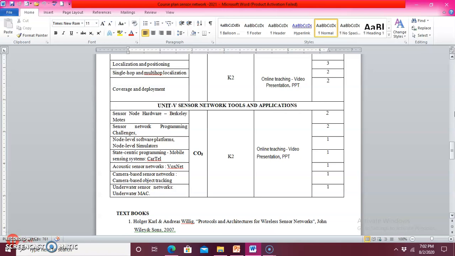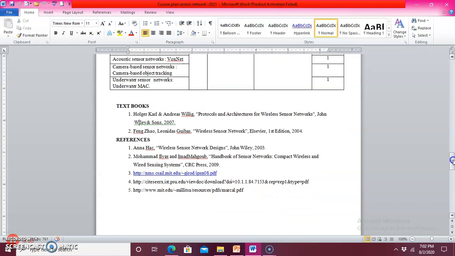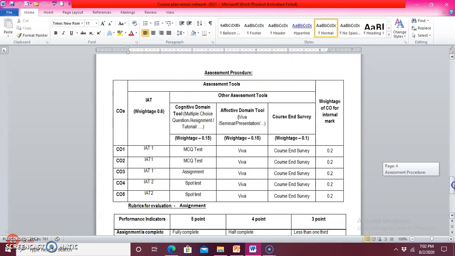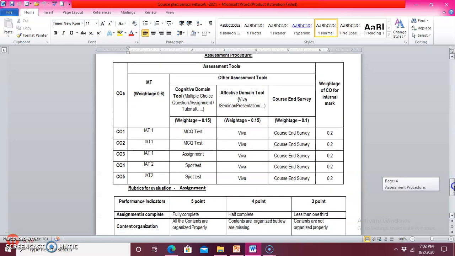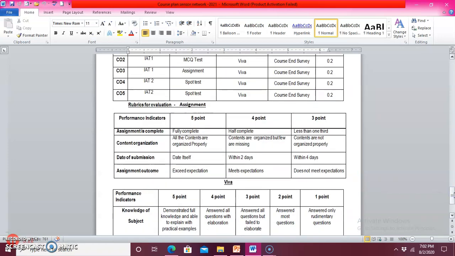For this particular paper, the textbook you can follow is by Dargie. That text is Protocols and Architectures for Wireless Sensor Networks, and one more text is Wireless Sensor Networks by Feng Zhao. These two texts are very useful. The assessment procedure is 2 MCQs, that is multiple choice questions, 1 assignment, and 2 SPAT tests, as well as rubrics for the assignment and viva.